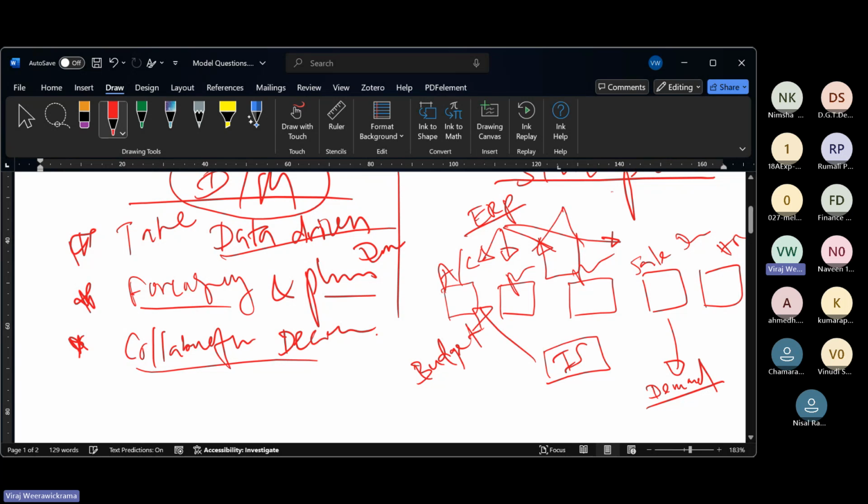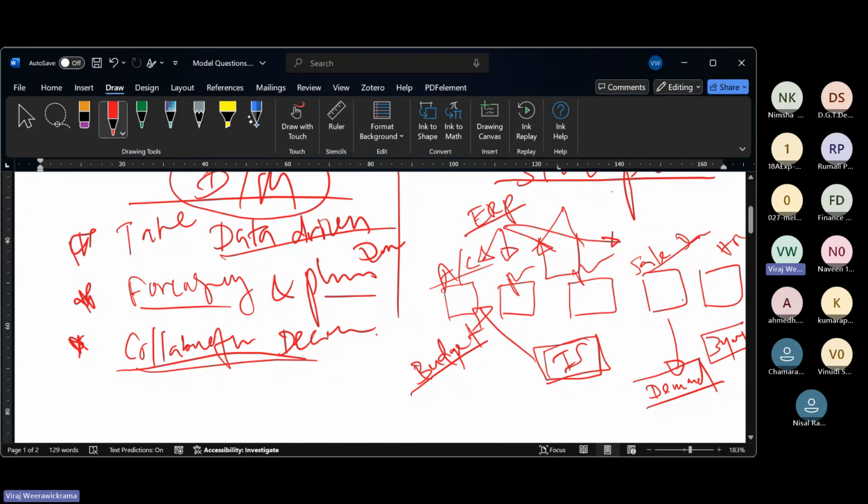Traditionally, they are preparing budgets themselves, but here, since we have information systems, we have access to real-time data. Then the sales and marketing division can forecast the demand for the next 3 years. Let's say, for example, 3 years, right? Then based on that information, the accounting and finance division can prepare reliable budgets, right? That's what we are discussing as collaborative decision making. Collaborative decision making. Clear?